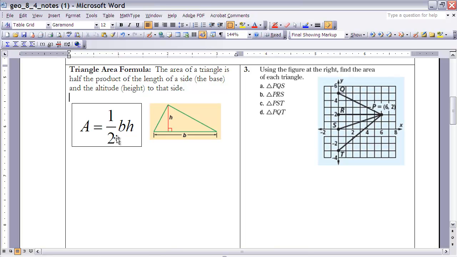And when I say B and I say H, B represents a base, and any side of a triangle can be the base, as long as H, the altitude or the height or the length of the altitude, is measured to that base. So if this is the base, the altitude has to be measured to the vertex opposite that. So this would be a good picture of what base and height would represent. So we can now use that formula to find the area of any triangle.